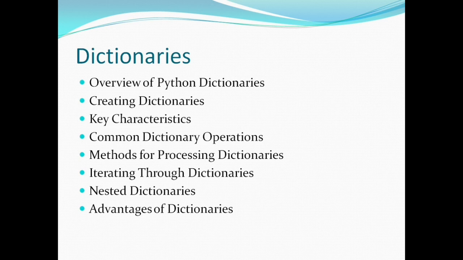Dictionaries are unordered collection of items where each item consists of a key value pair. The keys are unique and serve as identifiers for associated values. To create a dictionary, enclose the key value pair within the curly braces. Let's look at an example.